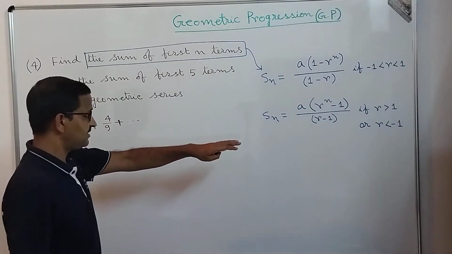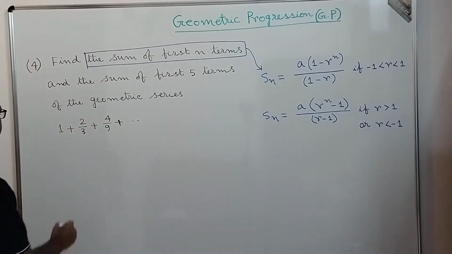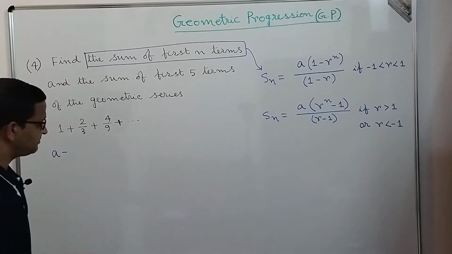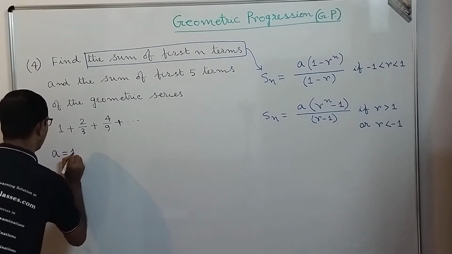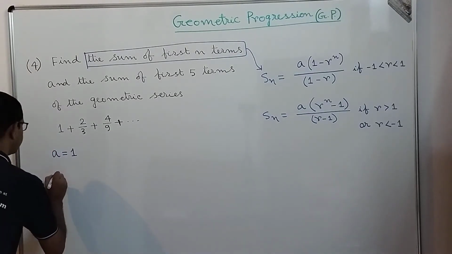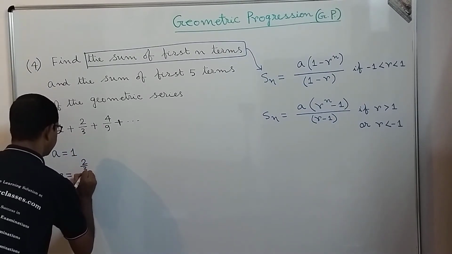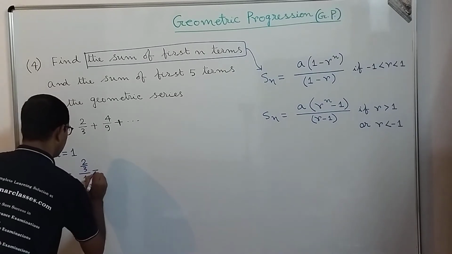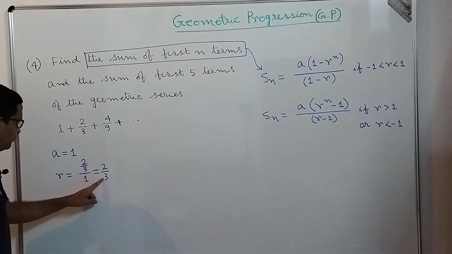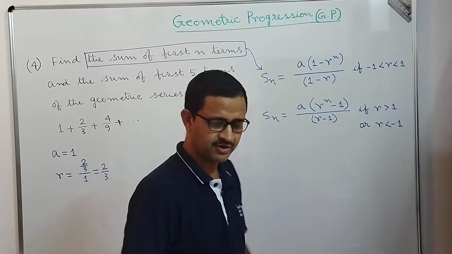Now, what is the exact value of r that we can find in this geometric progression? What is the common ratio? That is quite simple. What is the first term? A equal to 1, that is the first term of this series. And what is the common ratio, dear students? r is equal to 2 by 3 divided by 1, the second term divided by the first, that is 2 by 3. Obviously it is less than 1, so which formula are we going to use? This first formula we are going to use.